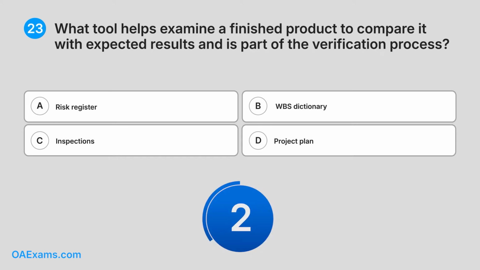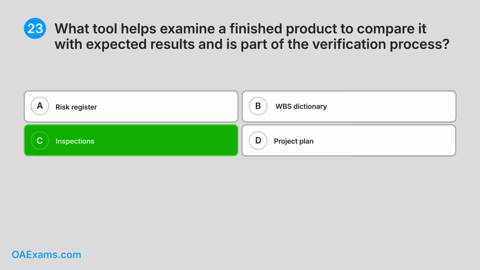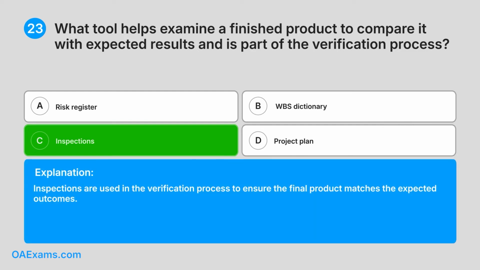Correct answer: C. Inspections. Explanation: Inspections are used in the verification process to ensure the final product matches the expected outcomes.